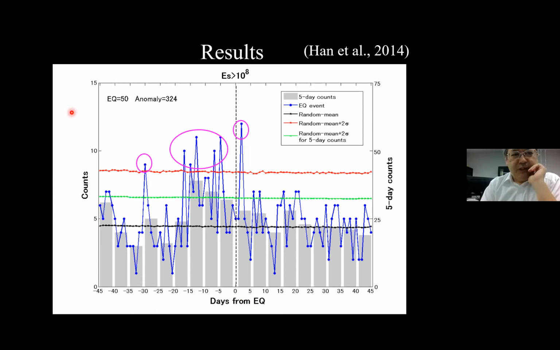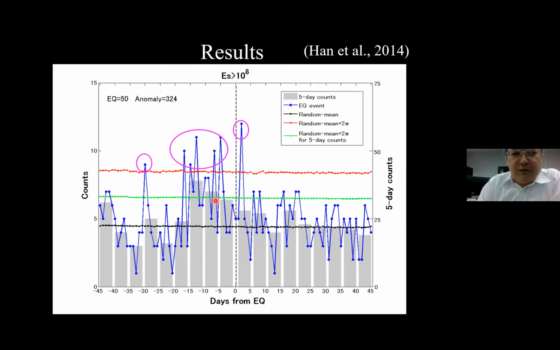And vertical is count. The left side indicates 1 day value, the right side 5 days count. 5 days count is this column. 1 day count is this blue line. For 1 day count, the significance level is the red line. For 5 days count, the green line.